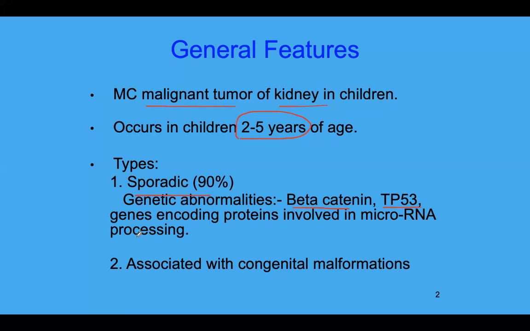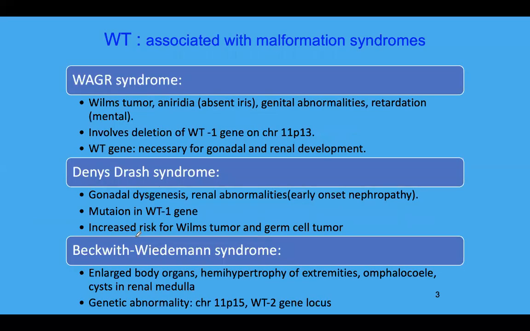Now, congenital malformation or familial Wilms syndromes may be associated with various congenital malformations. So we'll study the important ones, which are extremely important from your exam point of view, often being asked, and you need to remember and recapitulate the various components.